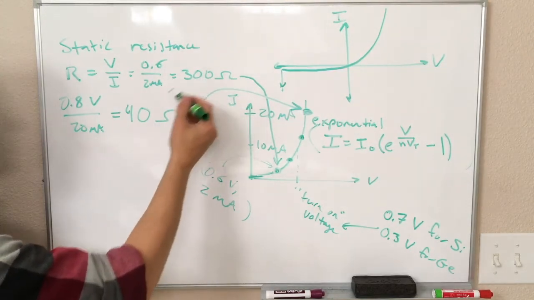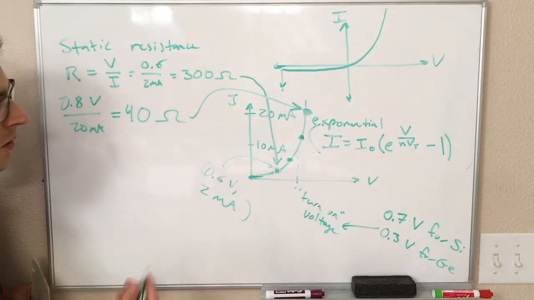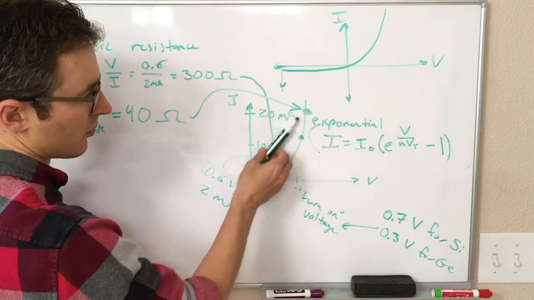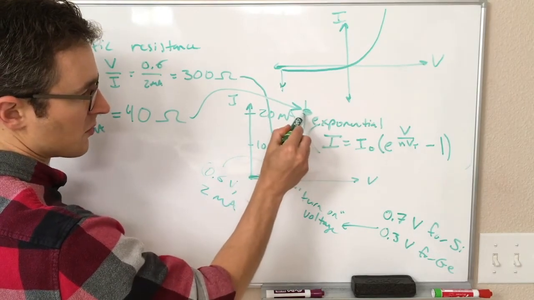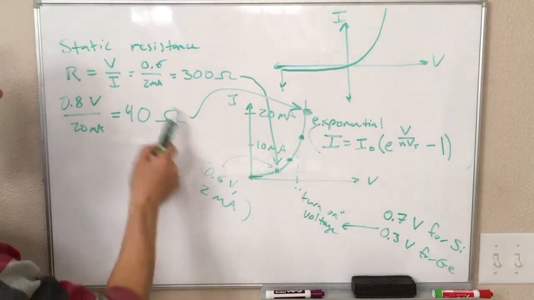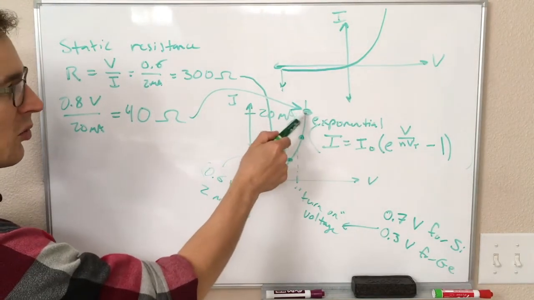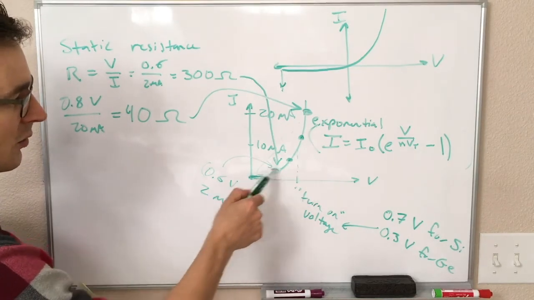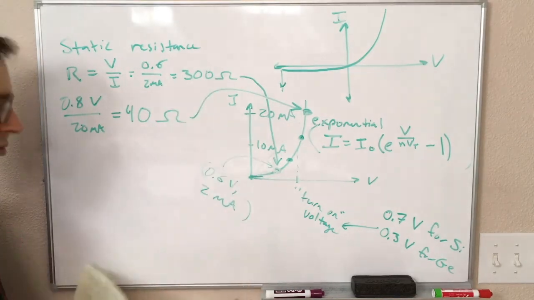So the resistances of these lines are related to the slope of the lines that go through these points. So the slope of the line that goes through this point is the same as the I versus V slope of a 40 ohm resistor. It's just that this is the only point where that 40 ohms is true. This point, the slope of the line going through this point is the same as a 300 ohm resistor.